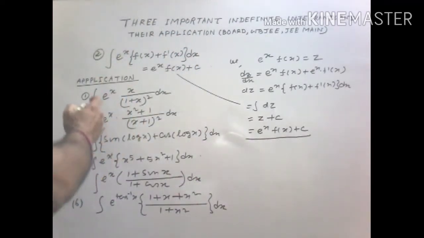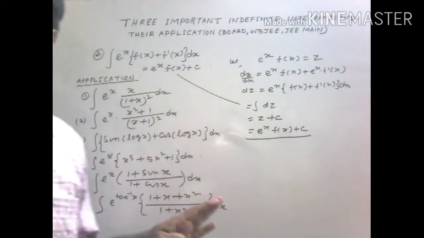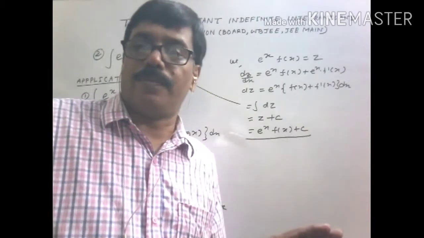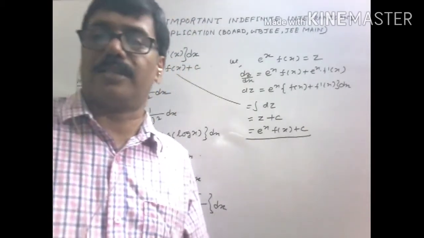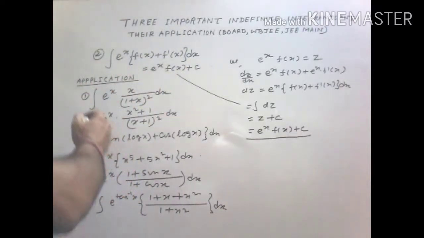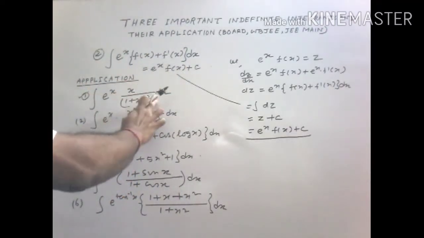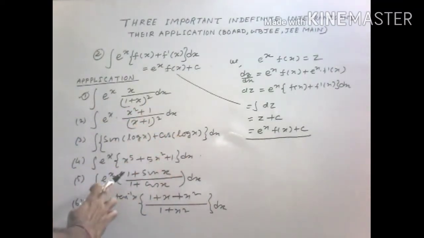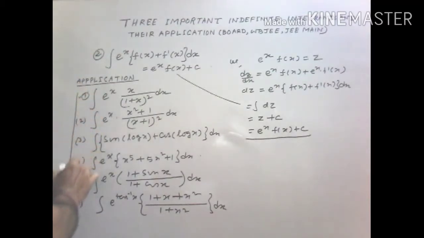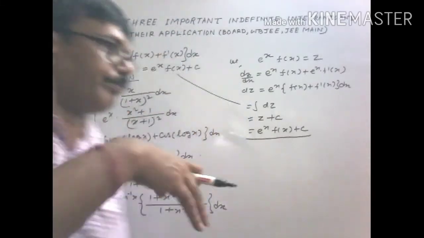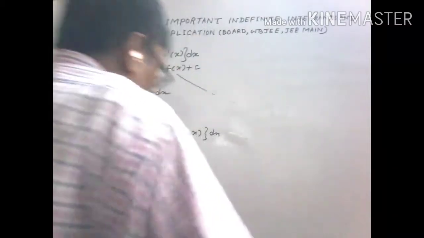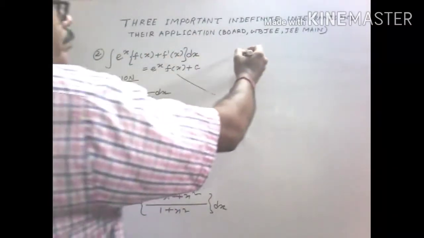This is very simple. Look, applications: these are very simple problems of the board exam also, but simple problems will also come in competitive exams. Look, first one, e to the power x, x by 1 plus x whole square. There are 6 problems, and these are simple problems. So we consider problem number 1.